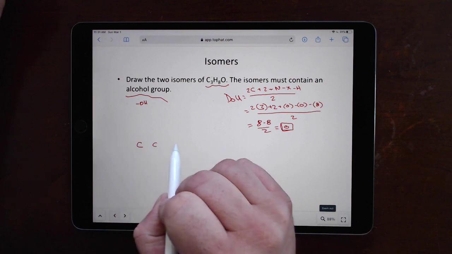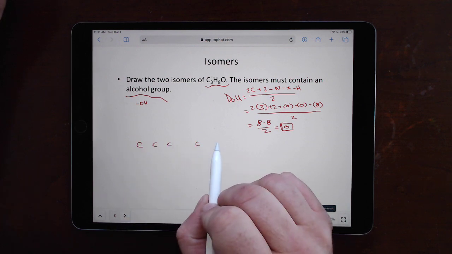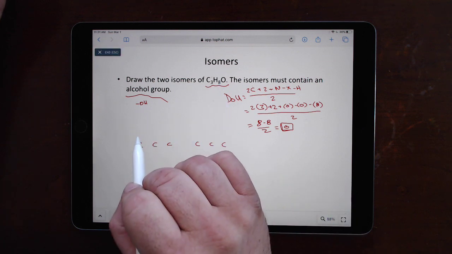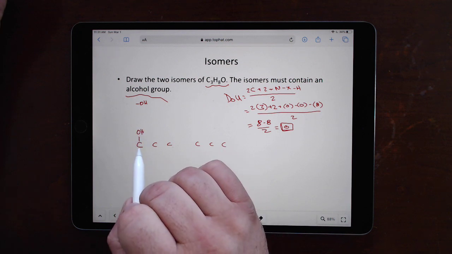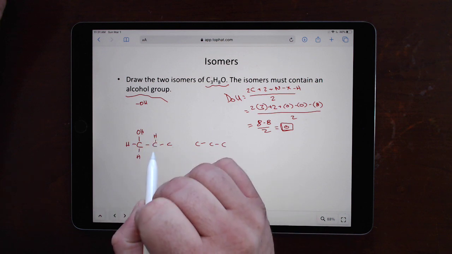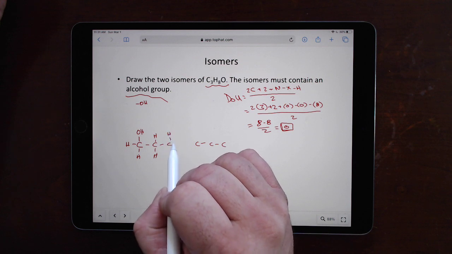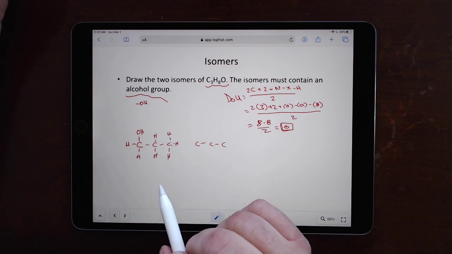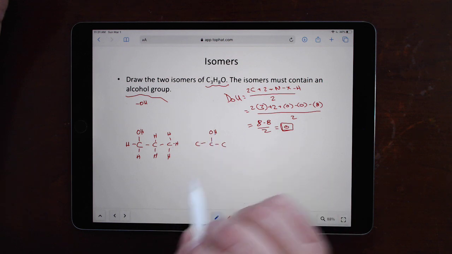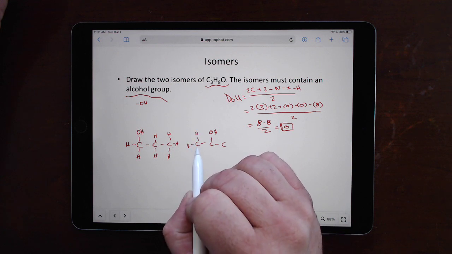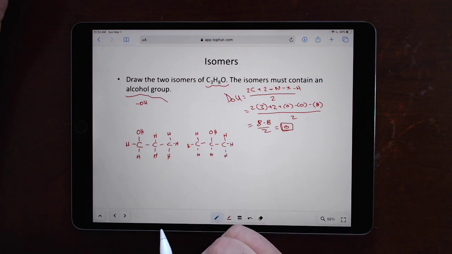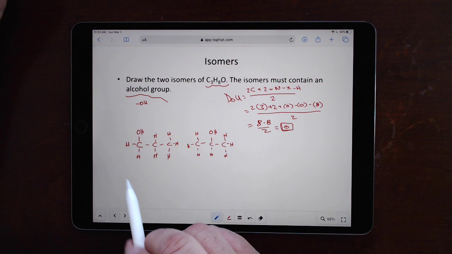So we know that the carbons are going to be in a line. 1, 2, 3. We can put the alcohol group here, and then fill in the hydrogens. You could do it as a skeletal structure or a condensed structure, it doesn't matter. Sometimes with a small structure, it's easier to just do a loose structure. The other thing you could do for this one is put it here, and fill in your hydrogens.